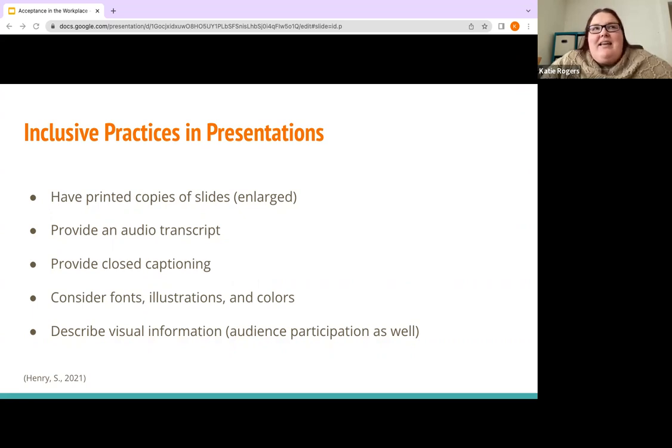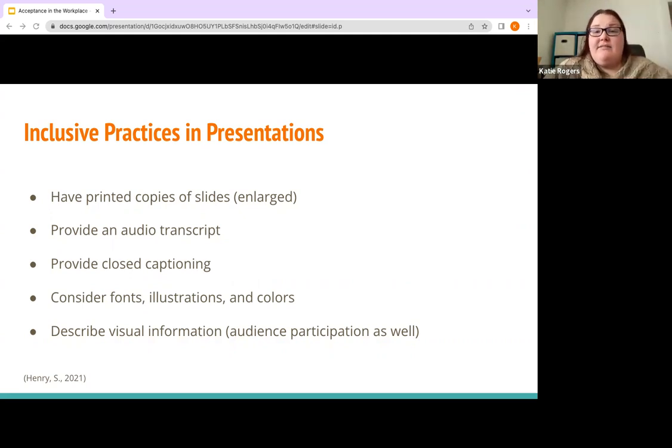And then this is something that I didn't consider in the beginning until I got more into the world of disability, was considering fonts, illustrations, and colors. This is really important because there are certain disabilities that require the brain to see fonts in a certain way or to see colors in a certain way. So if you have, for instance, a black background with a bright colored font, there are certain types of disabilities that don't allow people to read what that says. It's going to be very difficult for them to read it. Same thing with fonts.